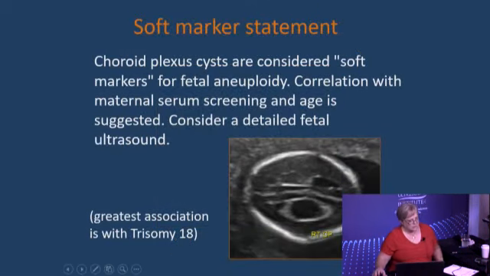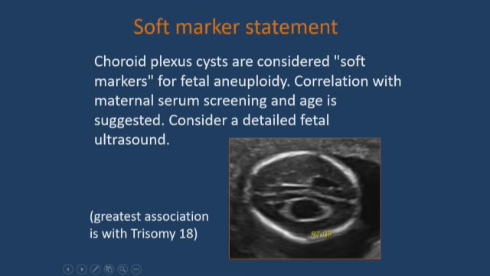So choroid plexus cysts are soft markers. They are considered a soft marker for fetal aneuploidy, with correlation with your maternal serum screening, whether it's a quad screen, penta, NIPT, whatever you're doing, along with the maternal age. It's what gives us the best clue as to what other studies need to be done, if anything. And then, getting that targeted or detailed study looking at the anatomy.